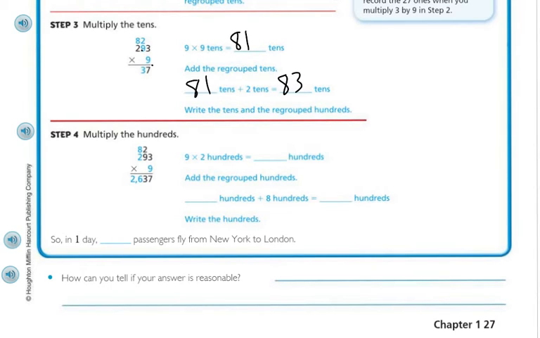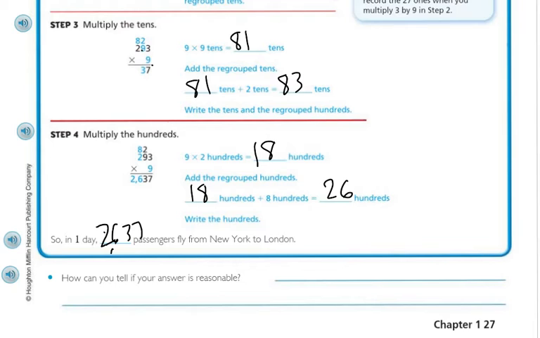Step 4 is to multiply the hundreds. 9 times 2 hundreds is 18 hundreds. Add the regrouped hundreds, 18, plus the 8 hundreds, and you get 26 hundreds. So, in one day, 2,637 passengers fly from New York to London City.